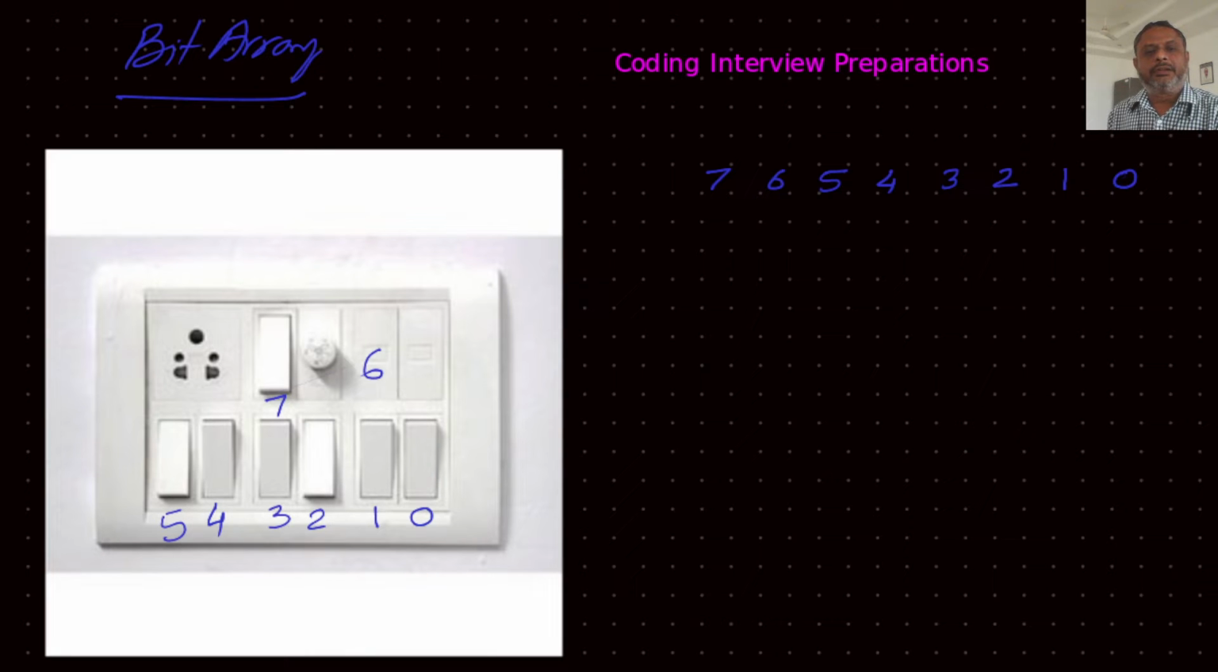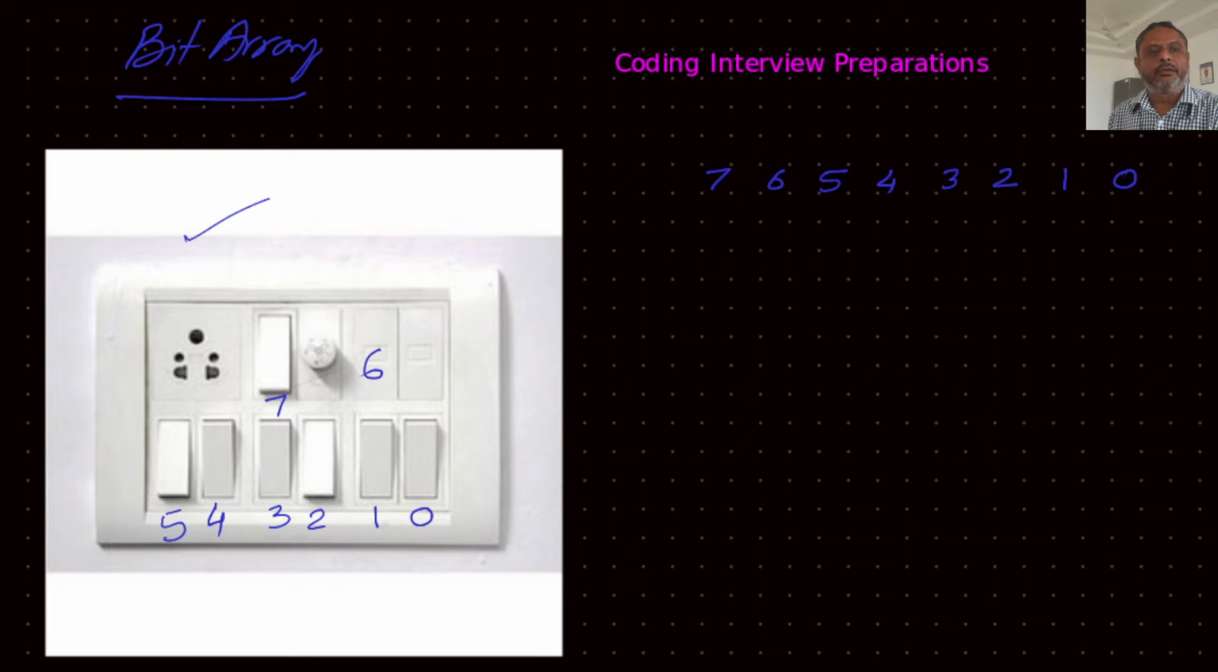So let's consider this electrical switchboard. It has 8 switches, out of which one switch is not fit. So let me number them 0, 1, 2, 3, 4, 5, 6, and 7. They are shown here as their indices 0 to 7. Now, what is the current situation?